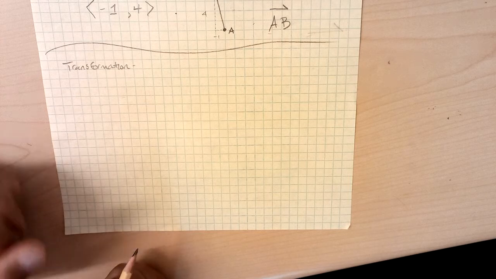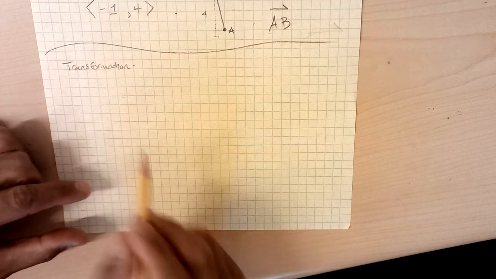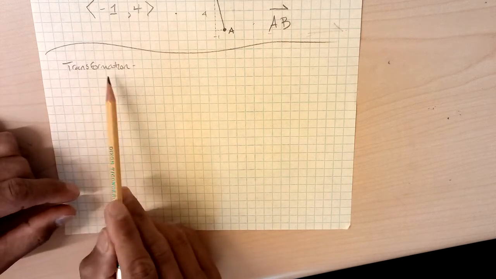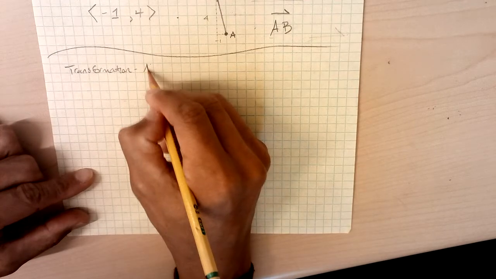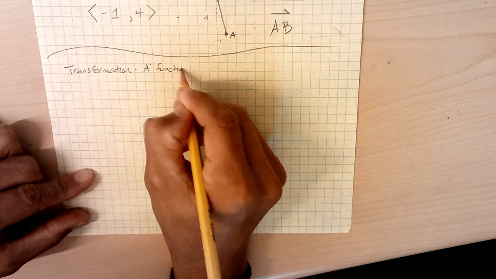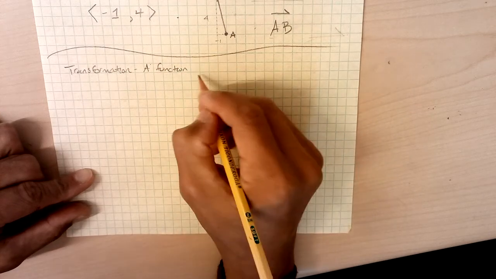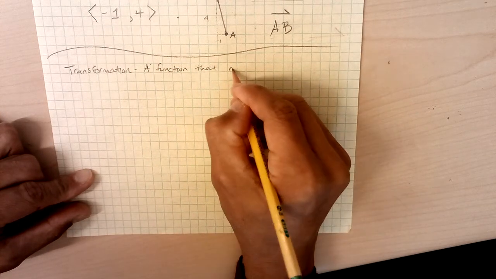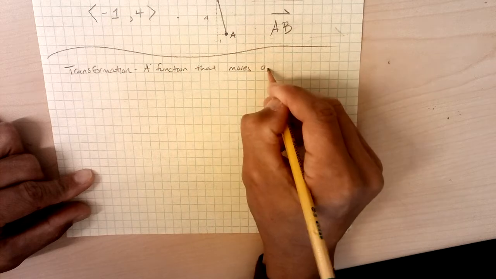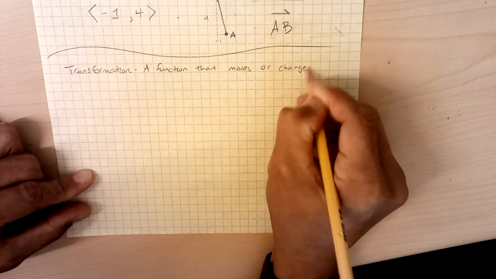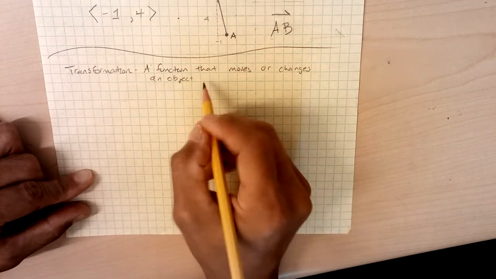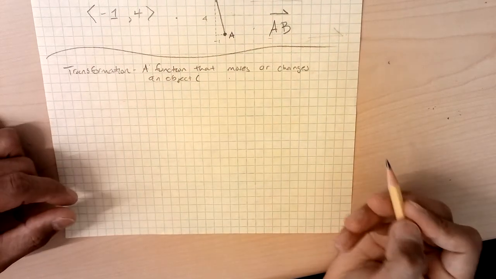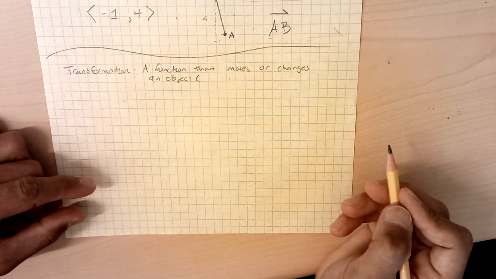Okay, so continuing with 4.1, here's part 2, a transformation. A transformation is basically a change. Even more specifically, it's a function that either moves or changes an object. That object, whether it's a point, it could be a segment, it could also be a polygon.